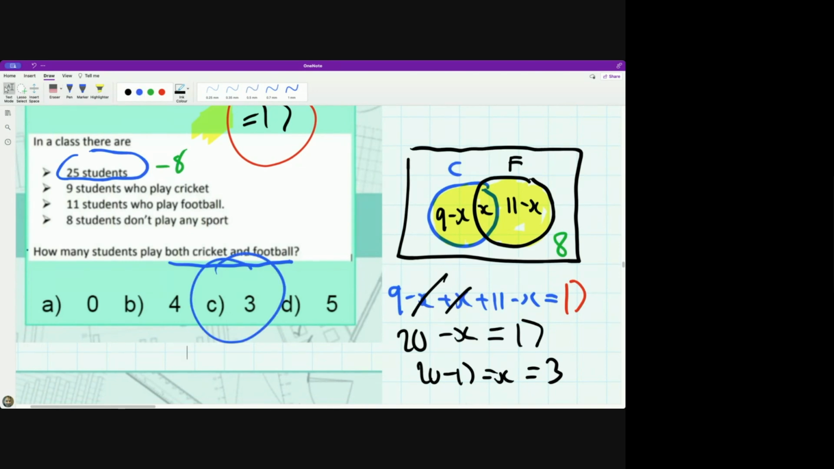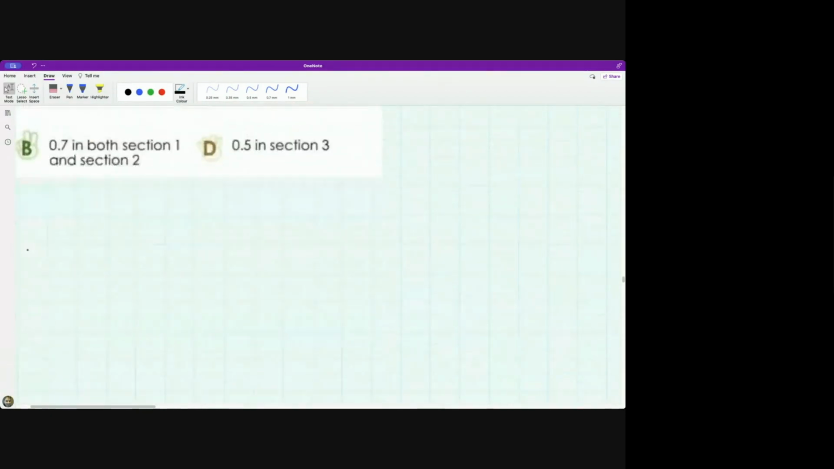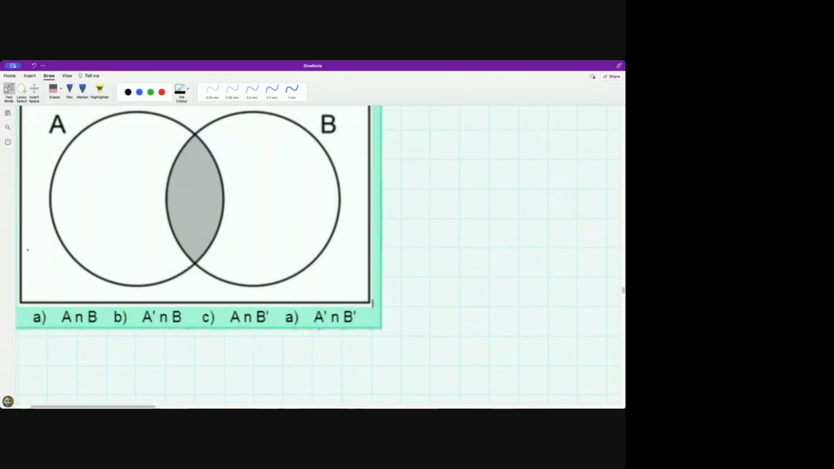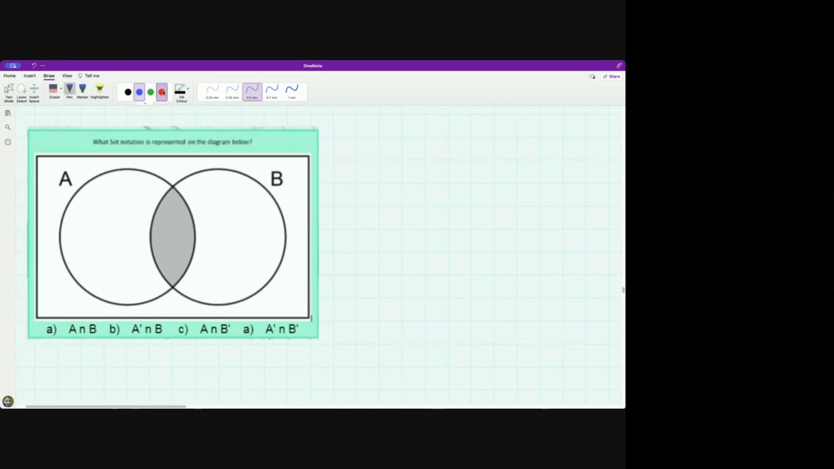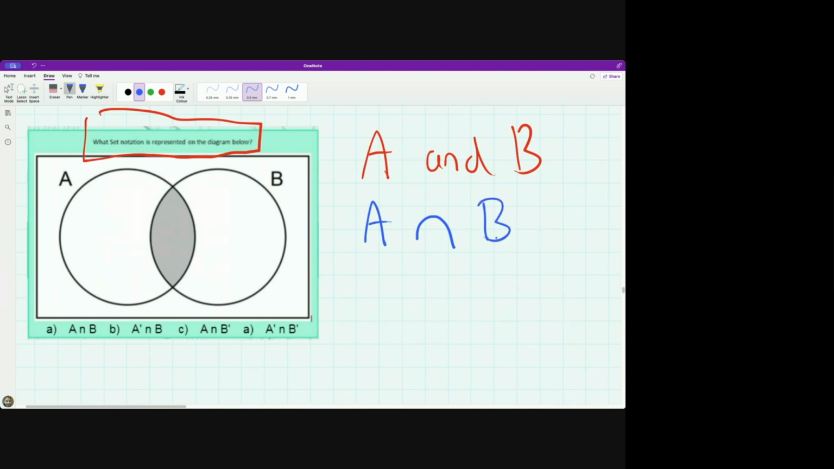All right, we're almost done for tonight. I just want to show you one other type of question. Not this one. I just want to talk about when we color in Venn diagrams. So this question says, what set notation is represented on the following diagram? And I would say that the gray region is the region A and B. But sometimes, instead of using and, we use the intersection symbol, which is the unhappy face. And so the correct symbol for that would be that one over there. So this is just when we're describing sets from set diagrams.